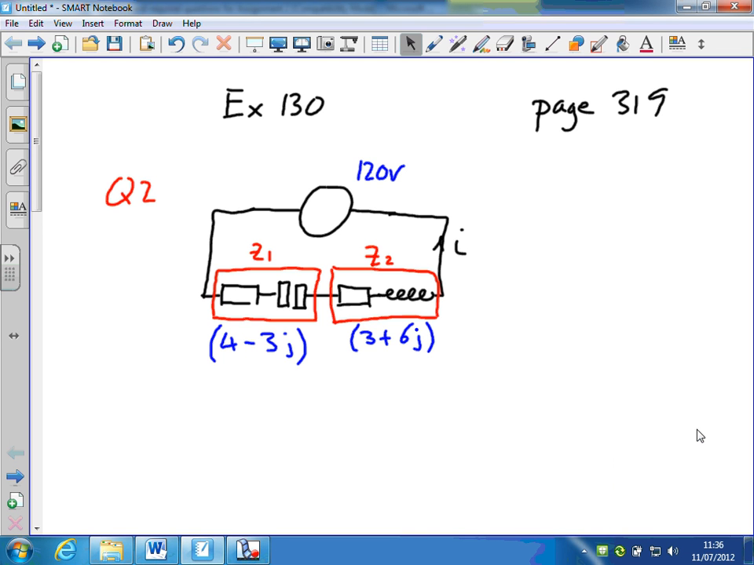Exercise 130, question number 2. I'm going to go through this question and then give you one at the end that's very similar for you to have a go at, where I'll give you the solution but no working.